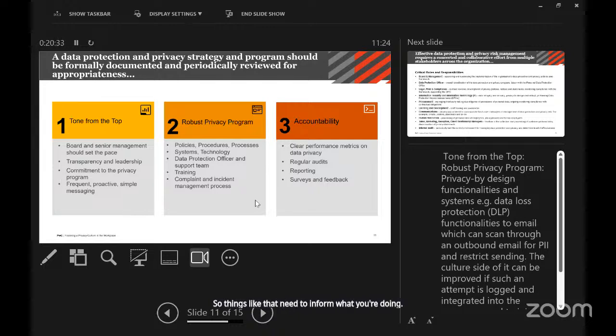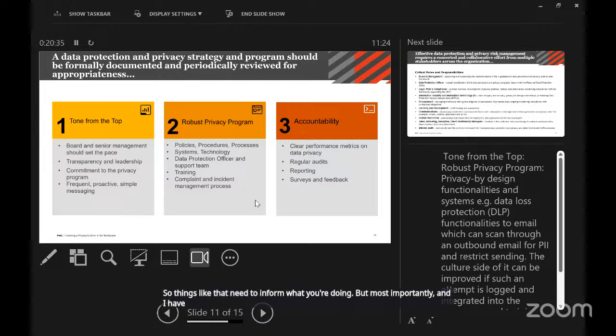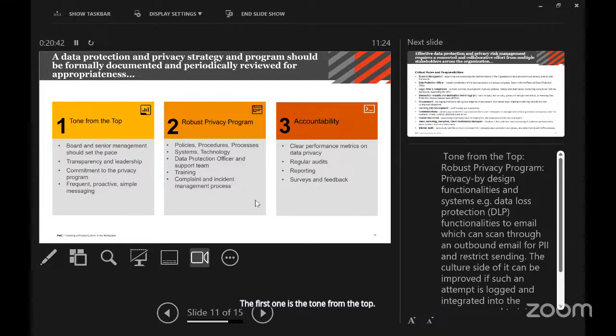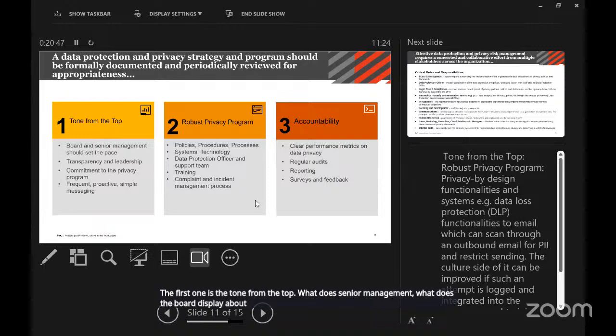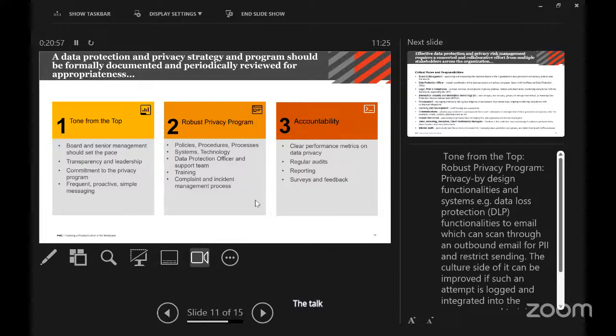But most importantly, I have picked out three chief contributors to a culture of privacy. The first one is a tone from the top. What does senior management, what does the board display about data privacy and the importance of a good privacy culture? What is that image? What is the pace that is set from the top? I don't like to call it the top because at the end of the day, data privacy is for everybody in the organization, right from the reception to the last employee at the chain.